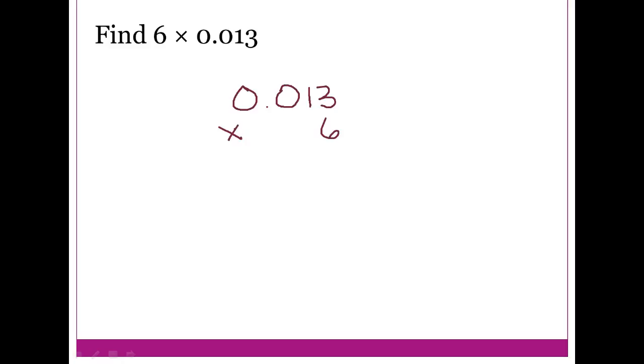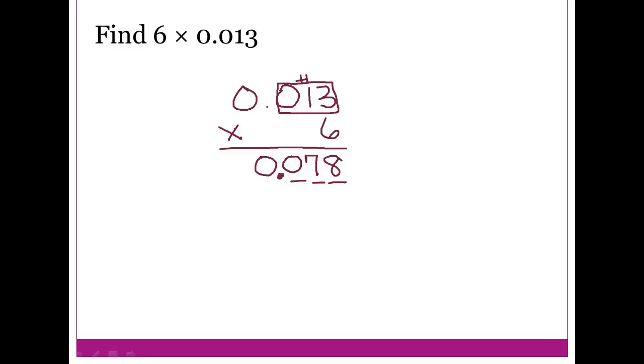I go ahead and multiply. 6 times 3 is 18, and I'll carry the 1. 6 times 1 is 6, plus that 1 that I carried is 7. I don't carry anything, so now I have 6 times 0 is 0, and 6 times 0 is 0. And I count the number of digits to the right of the decimal point, 1, 2, 3. And in my answer, I would count 1, 2, 3, and my decimal point goes there.